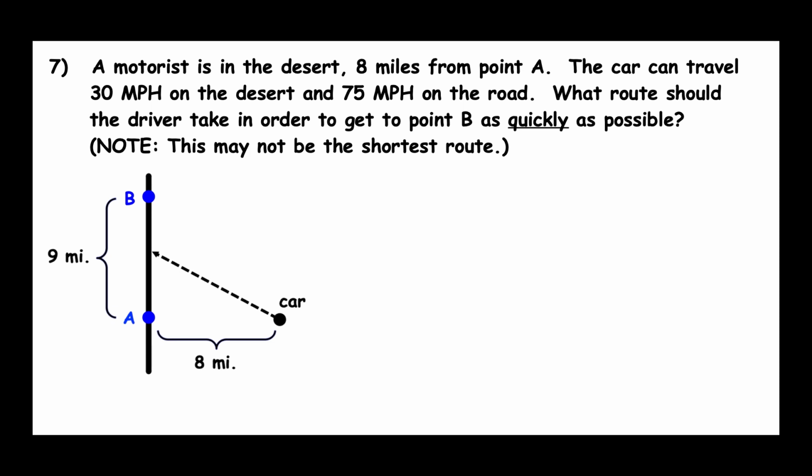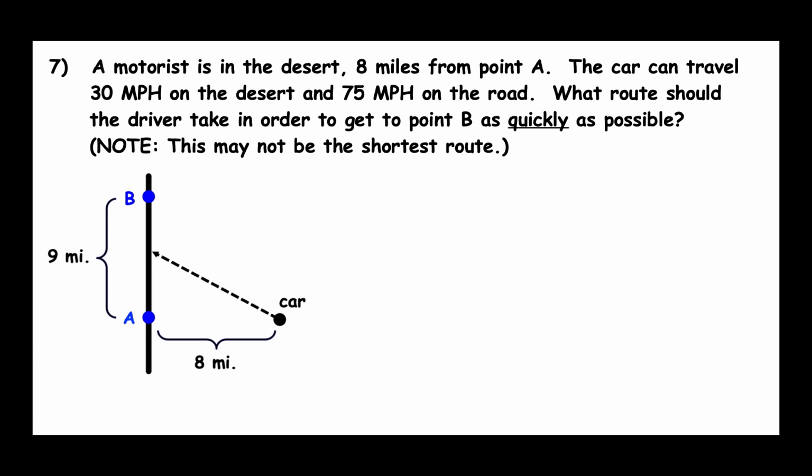Okay, last but not least, you're a motorist in the desert in a car. Your car can only go 30 miles an hour on the desert, and you're trying to move, but the sand is just thick. Once you get onto the road, this car will go 75 miles per hour. All right, which route should the driver take in order to get to point B as quickly as possible?